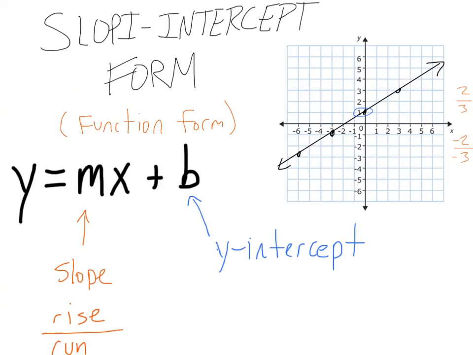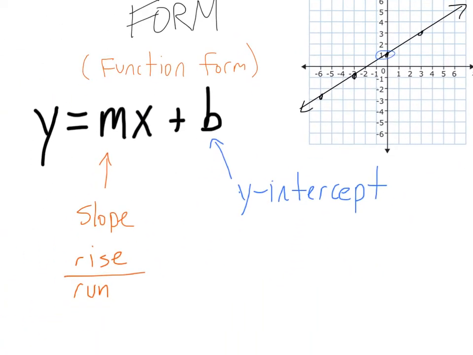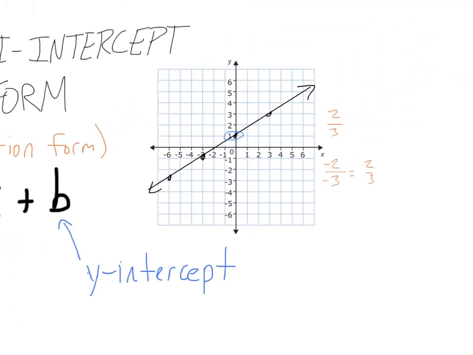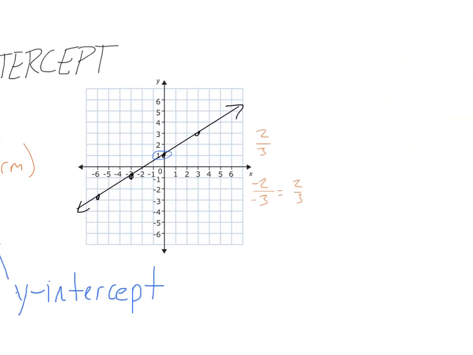And so it would be 1. So if we were to formulate the equation in slope-intercept form for this line that's graphed, again, it's going to be y equals our slope times x plus, or it could be minus, your y-intercept. So what's our slope? Well, we calculated it. It's 2 over 3. And then what's our y-intercept? It's 1. So our equation is y equals 2/3 x plus 1.